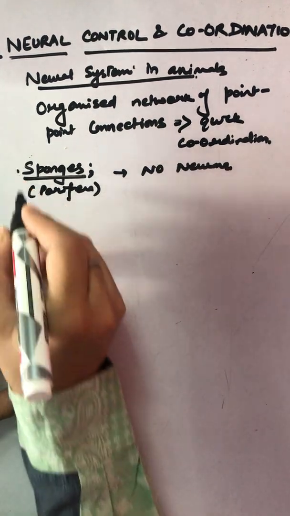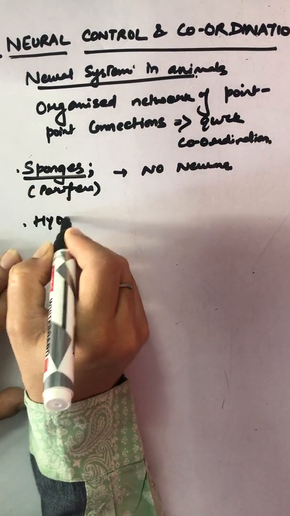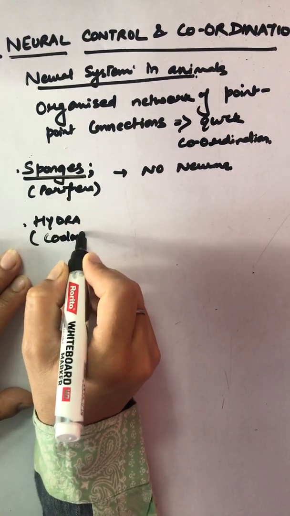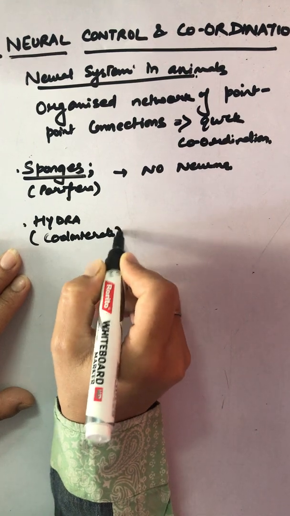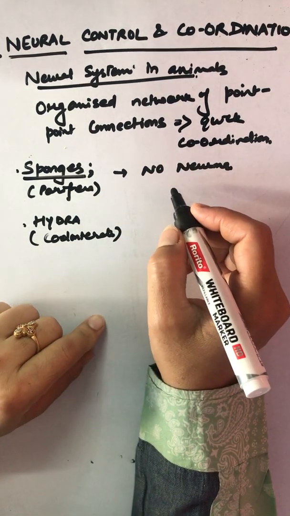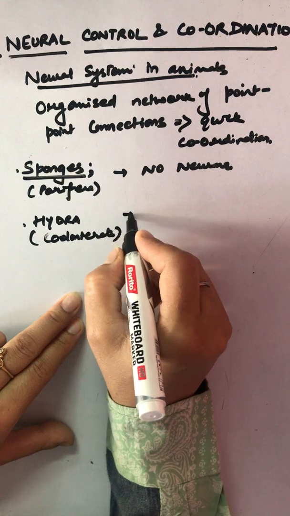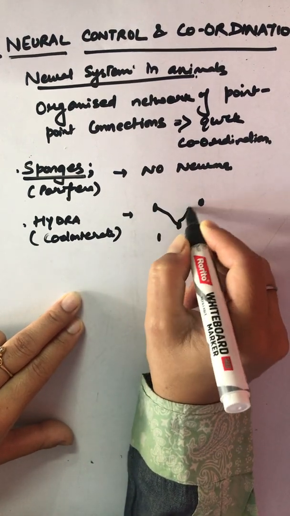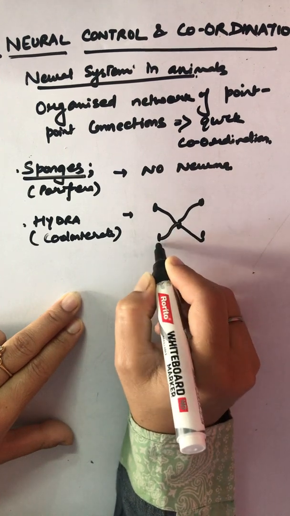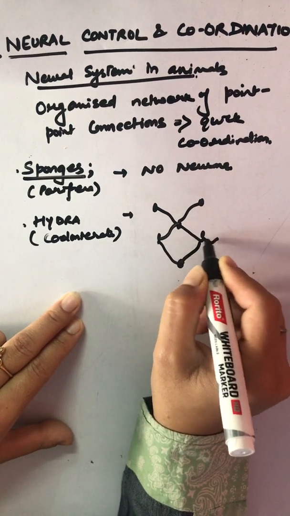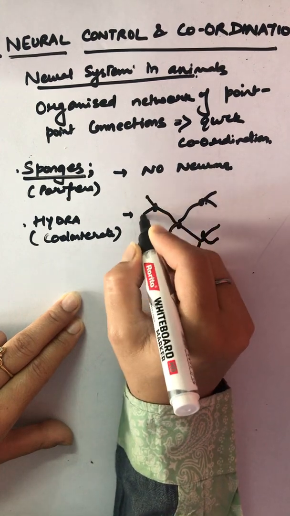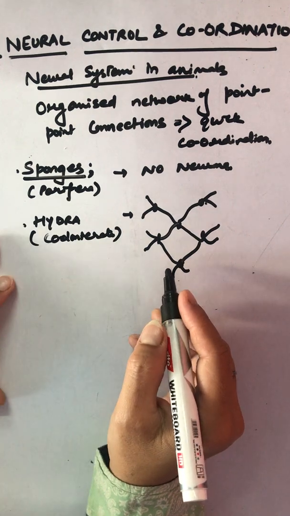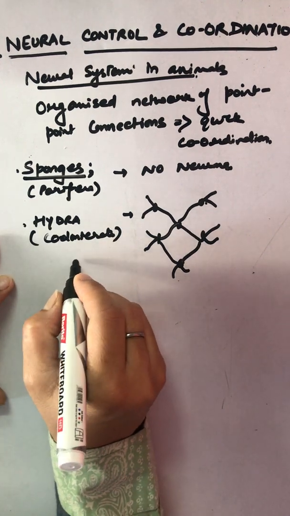Then talking about hydra. It's a coelenterate. Over there, neurons are there, but they form a network. These form a nerve network structure, a mesh-like structure where the exchange or coordination of nerves takes place in the entire body. This is seen in hydra. That means a nerve network.